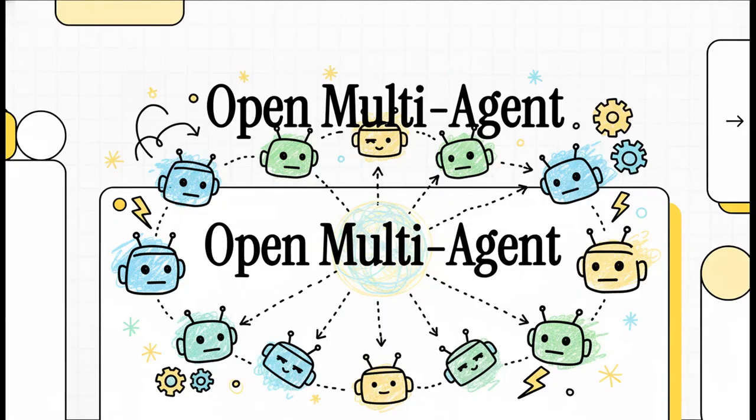Alright, let's dive into one of the biggest challenges in AI right now. How do you get a bunch of smart AI agents to actually cooperate and work like a real team? It's a super complex problem, but a new framework is popping up with a solution that is, well, surprisingly simple.